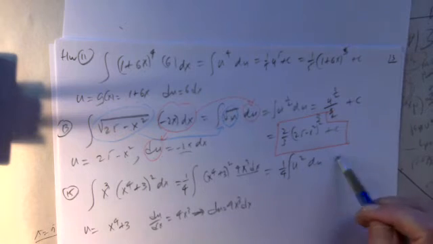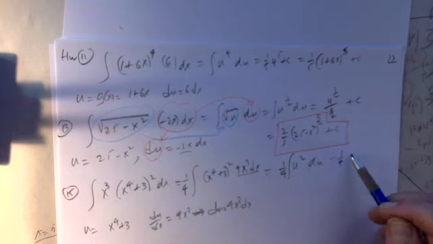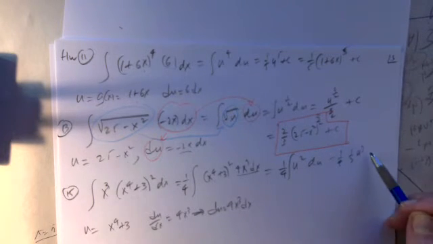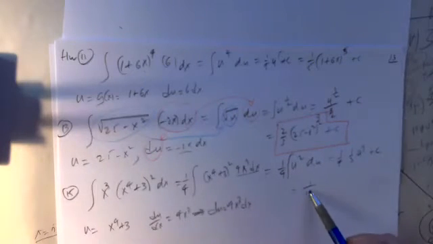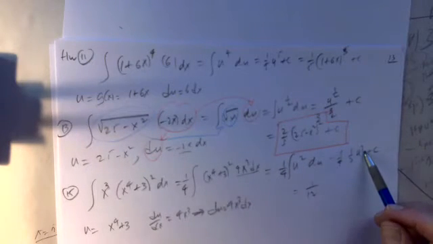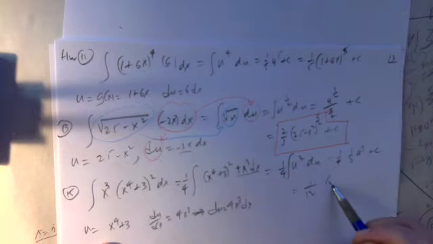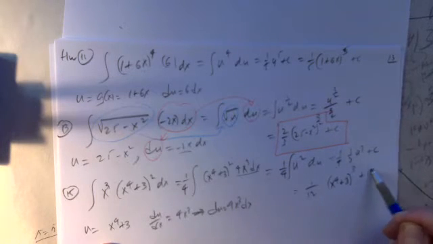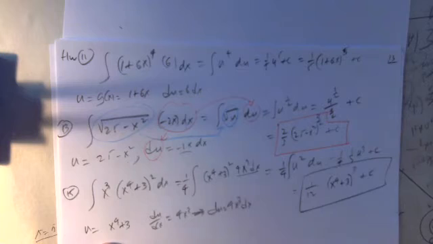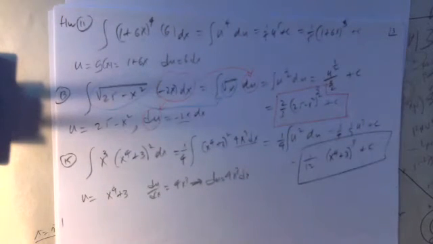Because the integral of u squared is 1/3 u cubed plus a constant. So this is 1/12, 4 times 3. What is u? x to the fourth plus 3, cubed, plus a constant. And that's the answer.